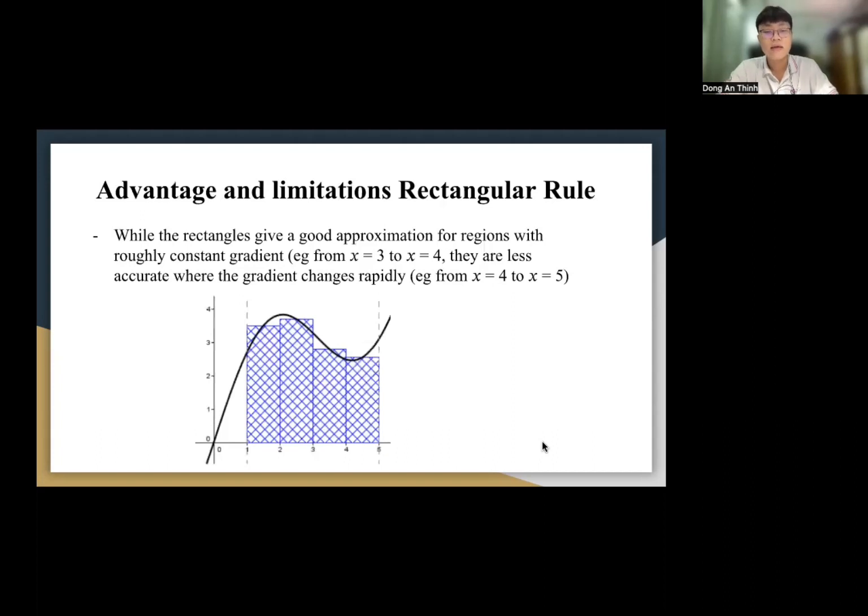Next is the advantage and limitation of rectangular rules. The rectangles give a good approximation for a region with roughly constant gradient, like from x3 to x4, but they are less accurate when the gradient changes rapidly, like from x4 to x5.